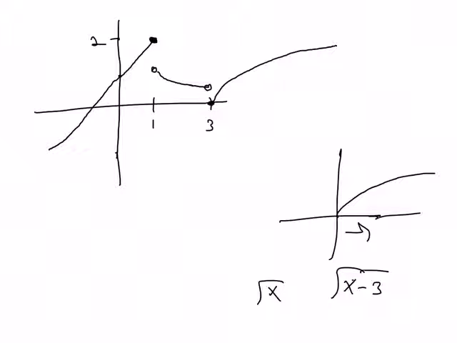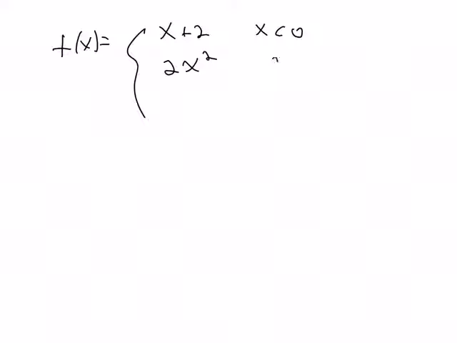Okay. Next problem we're going to do is problem 39. So we have f of x equal to x plus 2 if x is less than 0, to 2x squared if x is between 0 and 1, and 2 minus x if x is greater than 1.